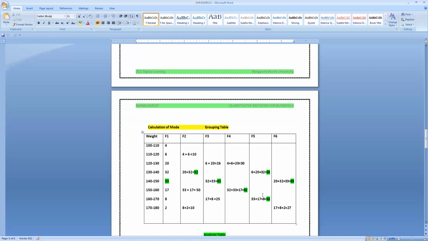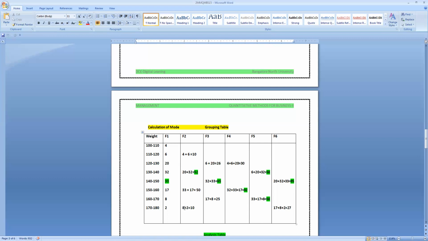And for the fifth column, we should leave the first frequency and go on adding all the three numbers. We should leave the first one. Then 6 plus 20 plus 32 becomes 58. 33 plus 17 plus 8 becomes 58. And for the last one, we should leave two frequencies, then add all the three numbers. 20 plus 32 plus 33 equals 85. 17 plus 8 plus 2 is nothing but 25.